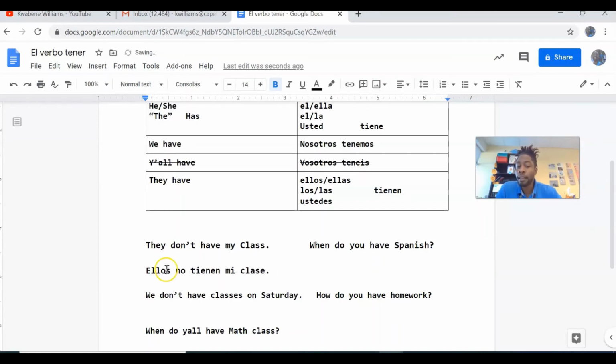And we can see that they matches tienen, ellos and tienen. All right, well, when do you have Spanish?